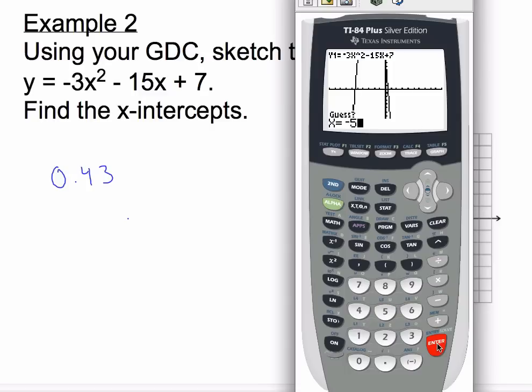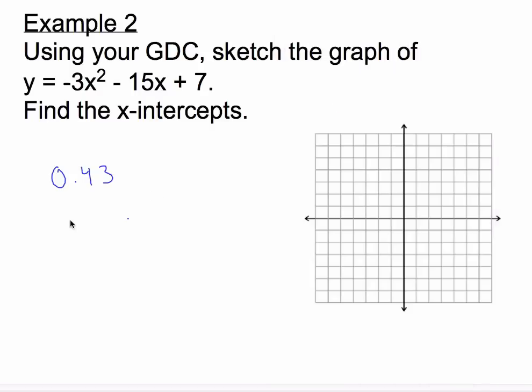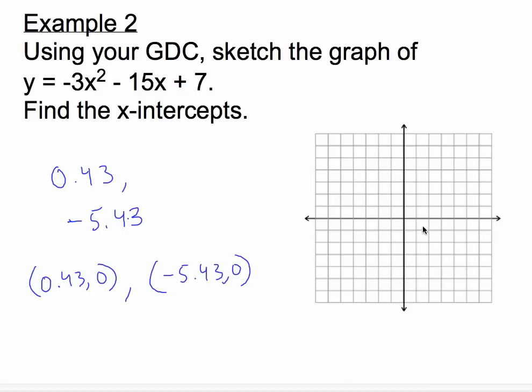And maybe my guess will be negative 5. Alright, and I'm going to press enter. And there it is, negative 5.4, or negative 5.43. So negative 5.43. So those are my x-intercepts. I can write them as coordinates as well. 0.43, 0 and negative 5.43, 0. Plot that on here.